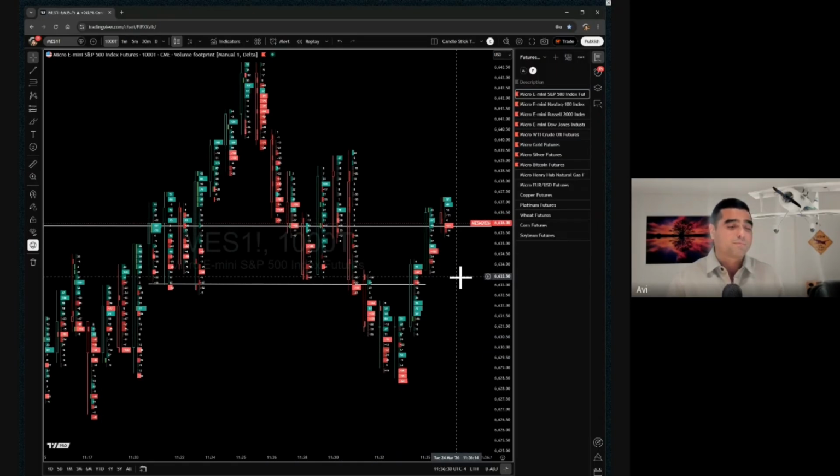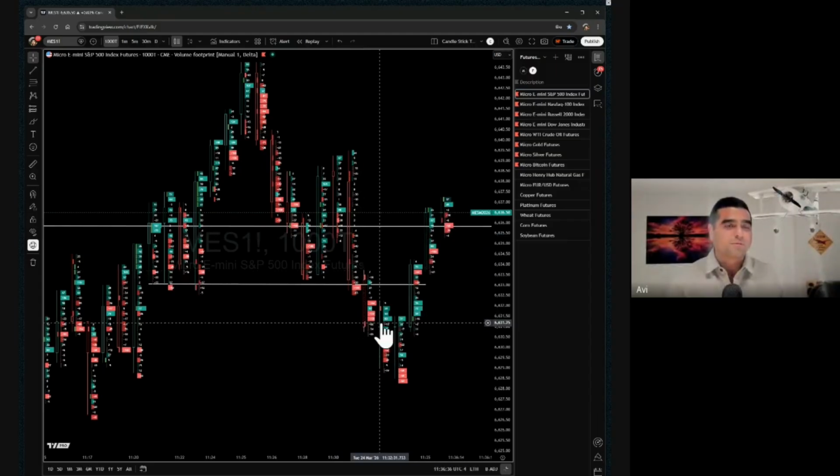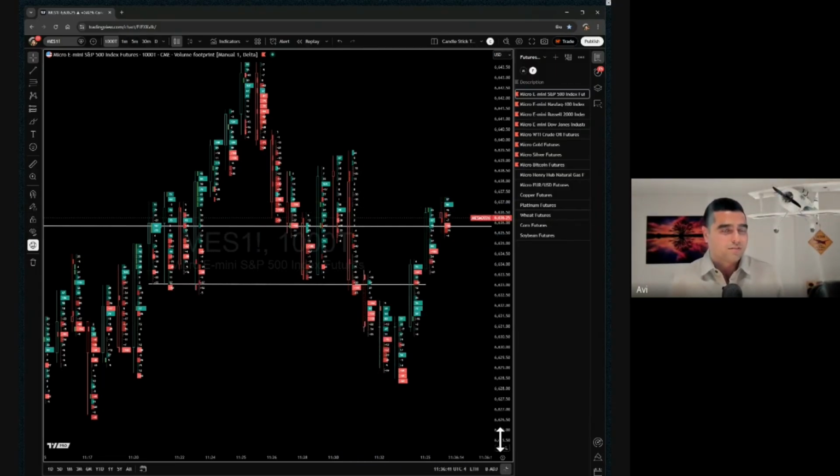That's why you wait for the bigger picture levels, always. If you identify this as a bigger picture level, you've been long and stopped out, short and stopped out twice probably by now. So that's why you wait for it.